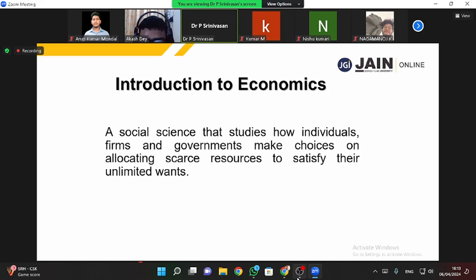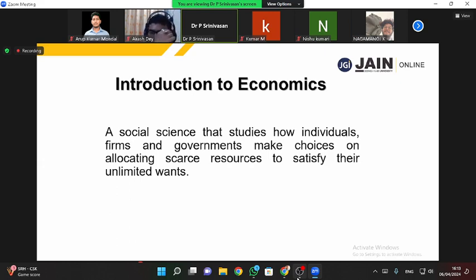See, what are the scarce resources? Land, labor, capital, and organization, especially with respect to business. So what are the four scarce resources? Land, labor, capital, and organization. Put in a very simple way. No, sir, for me, money is scarce. Especially in household economics.